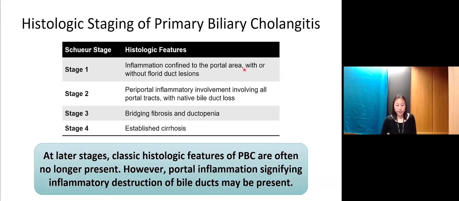Histologic staging of PBC, we typically at our institution use the Scheuer stage, and it progresses from 1 through 4, where stage 3 is bridging fibrosis and stage 4 is established cirrhosis. The only thing I want to mention here is that classic histologic features of PBC are oftentimes no longer present at the later stages. As you are starting to become ductopenic, you can oftentimes no longer see that immune-mediated destruction that we so depend on to make this diagnosis.